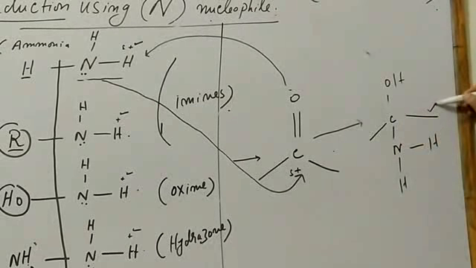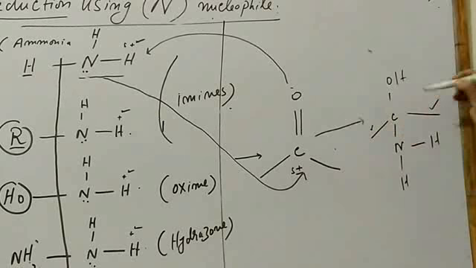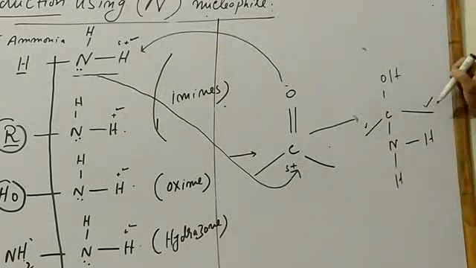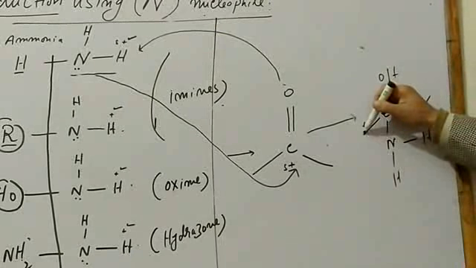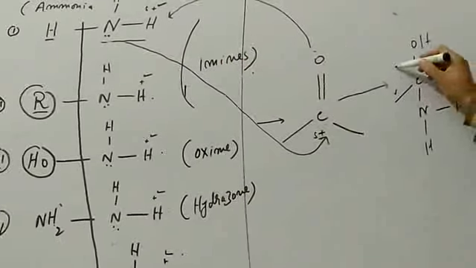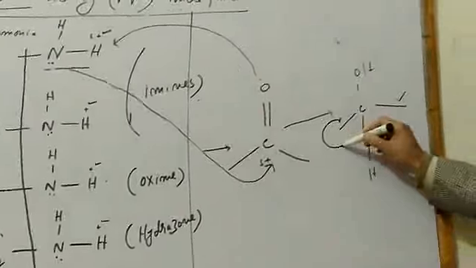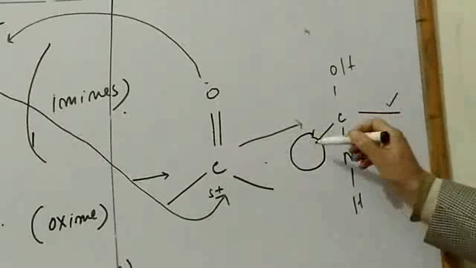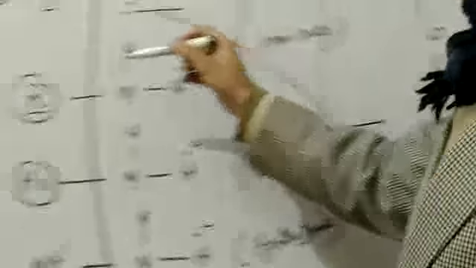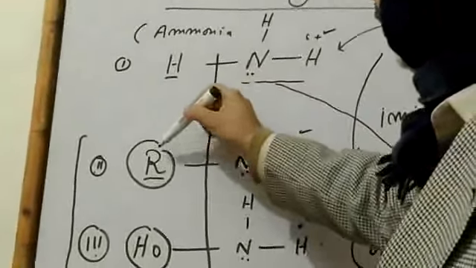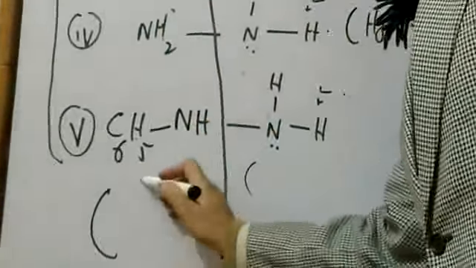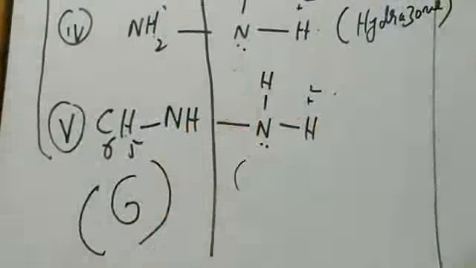For simple reason, I have not shown the group attached over here and here. On this side, you may have hydrogen or an alkyl group, and on this side, you may have a phenyl group, alkyl group, or hydroxyl group. I don't talk about this side. Here, in its place, I put G. G means any group. Any group means either this group, this group, this group, or this group. So let's write over here G.